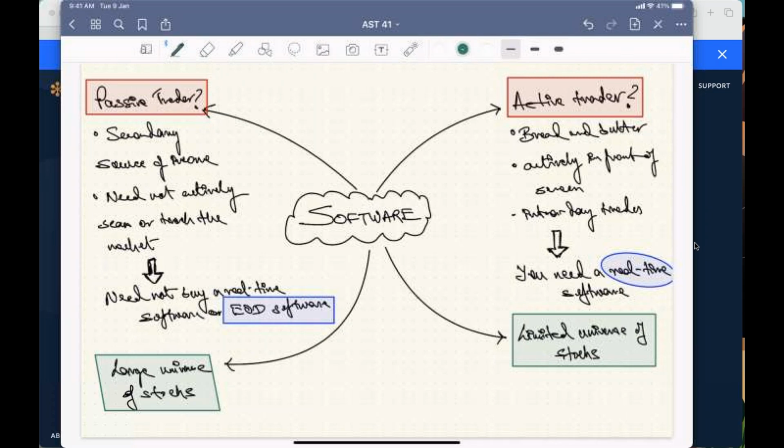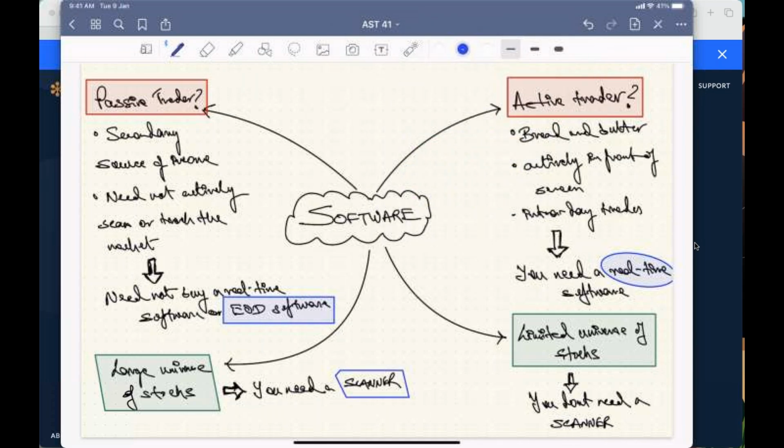If it's limited, then you don't need a scanner. And if your universe is large, let's say Nifty 200 or more than that, then you definitely need a scanner. So the two main things that you have to decide when you decide upon the software are: do I need the scanner, and do I need real-time data or not?